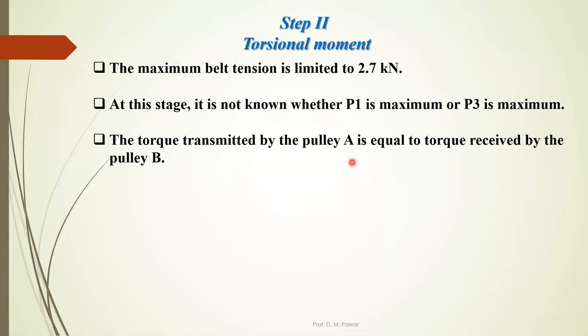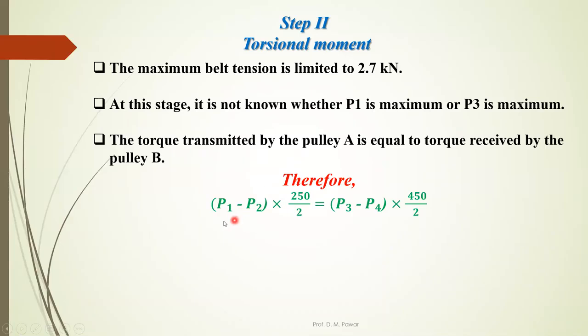So I will equate the equation of torque for pulley A and pulley B like this. The left side is the equation of torque for pulley A, that is P1 minus P2 into radius, that is the diameter divided by 2, and the right side is the equation of torque for pulley B, P3 minus P4 multiplied by radius, that is 450 divided by 2. By that equation, I get one equation in terms of all these parameters P1, P2, P3, and P4. Let us say this is equation number A.